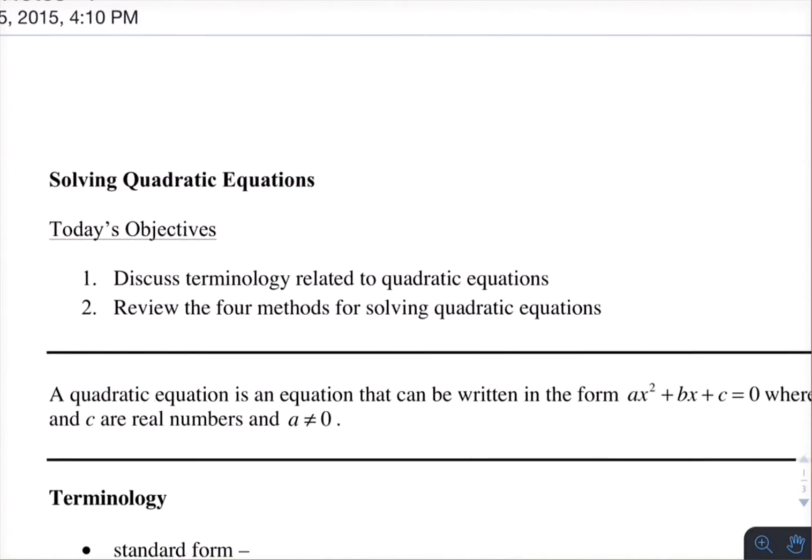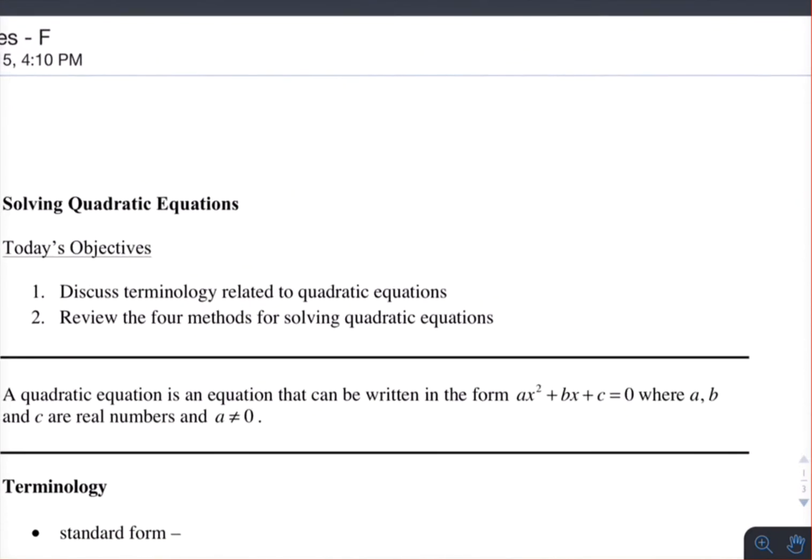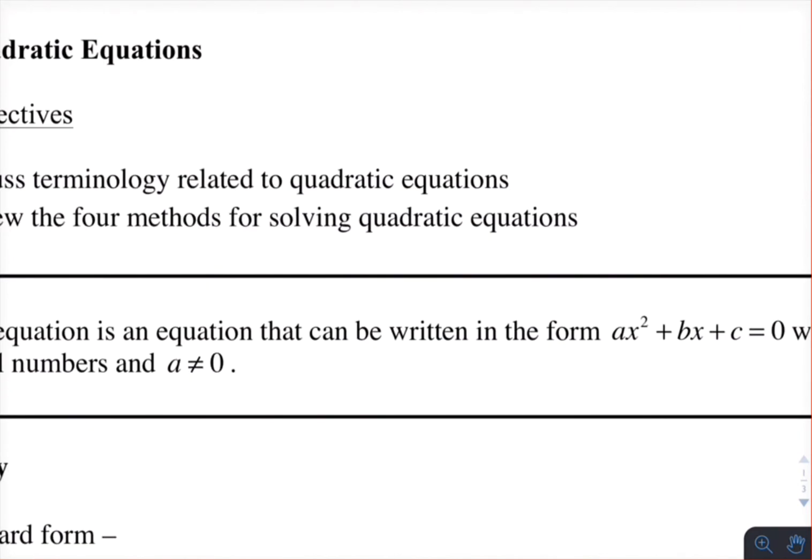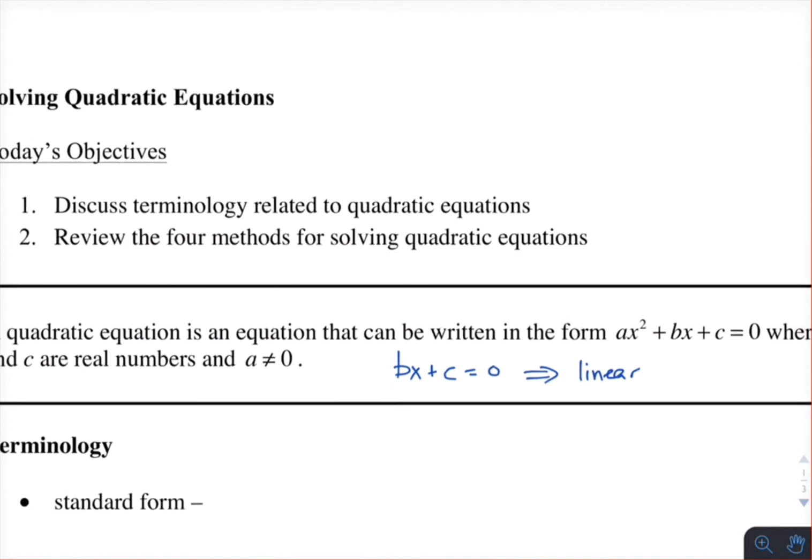So first, a quadratic equation is anything of the form ax squared plus bx plus c equals 0. So notice that we have an x squared. And we say that a cannot be 0 because if a is 0, then we just end up with bx plus c equals 0, and we know that that is linear. So in order to have a quadratic, we must have the squared term.